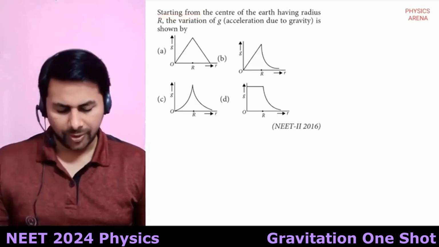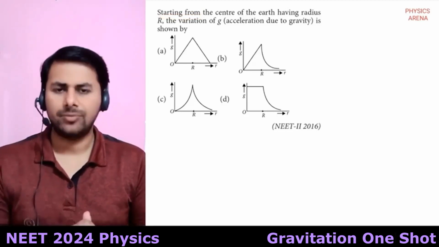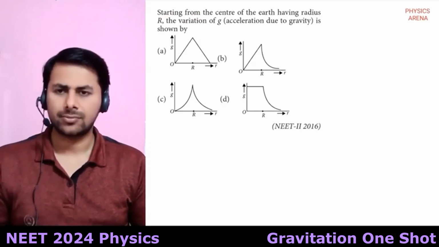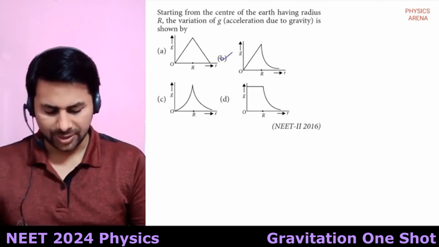Next one, starting from the center of Earth, having radius r, the variation of g. Option B. It is repeated.